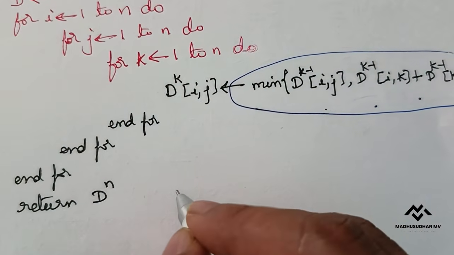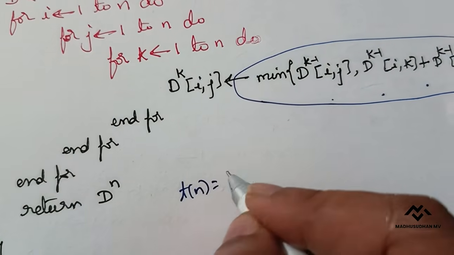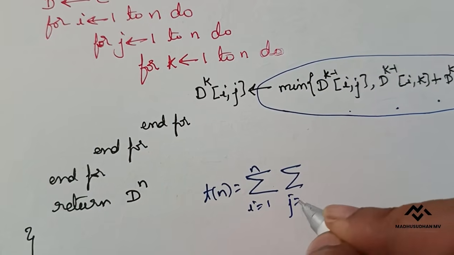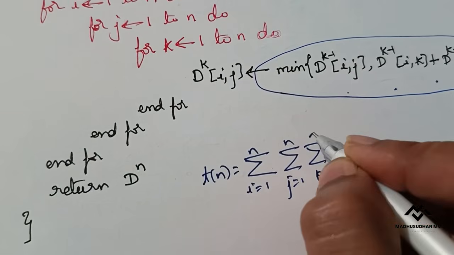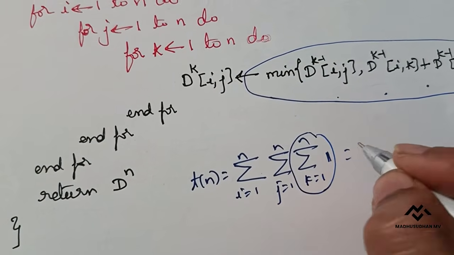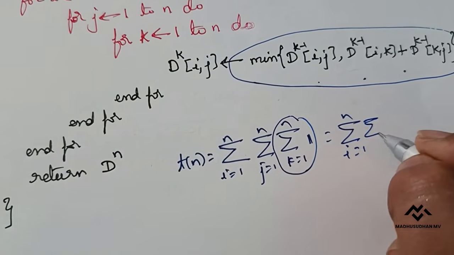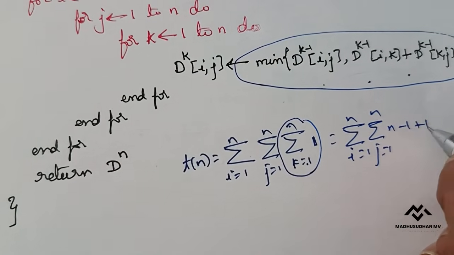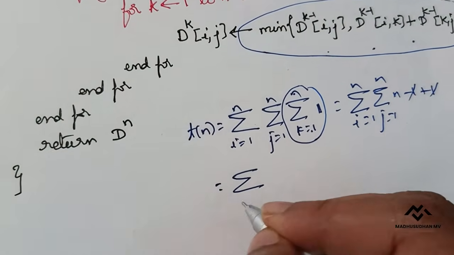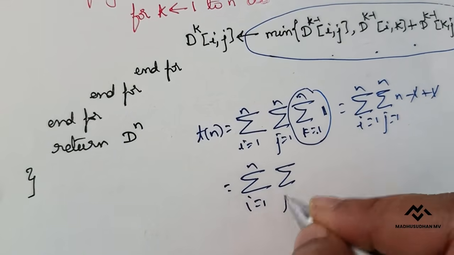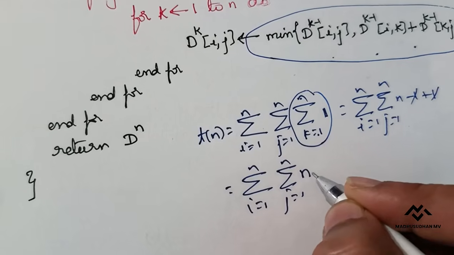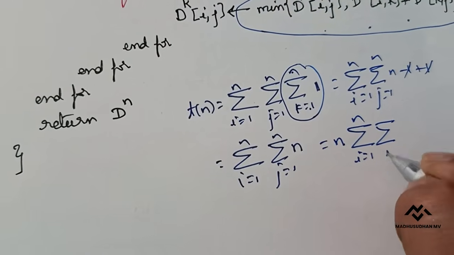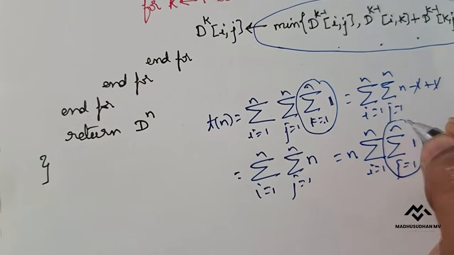So the average case we can write as T of n equal to what? Since I'm using 3 for loops, I'm using 3 summations: i = 1 to n, j = 1 to n, k = 1 to n of 1. Apply the formula for the innermost one. The outer 2 for loops remain the same. Upper limit minus lower limit plus 1: n minus 1 plus 1, so it is n. If I take this n outside, I get the sum over i = 1 to n, j = 1 to n of 1. Again apply the formula for this.